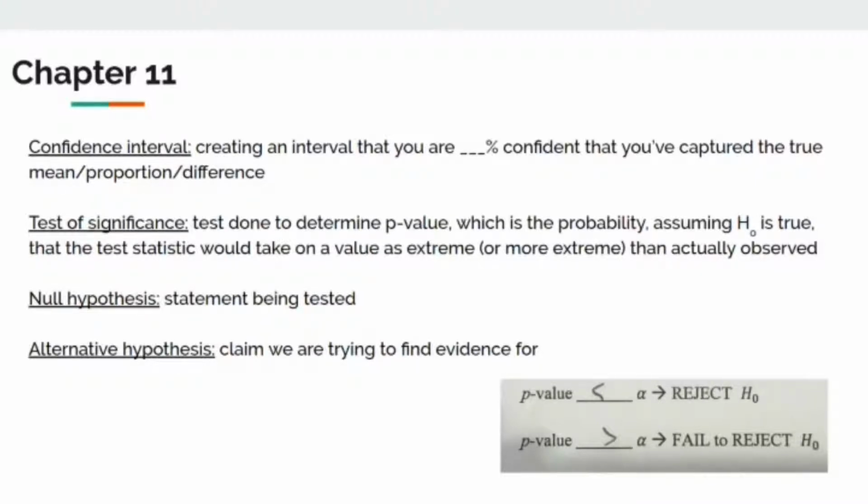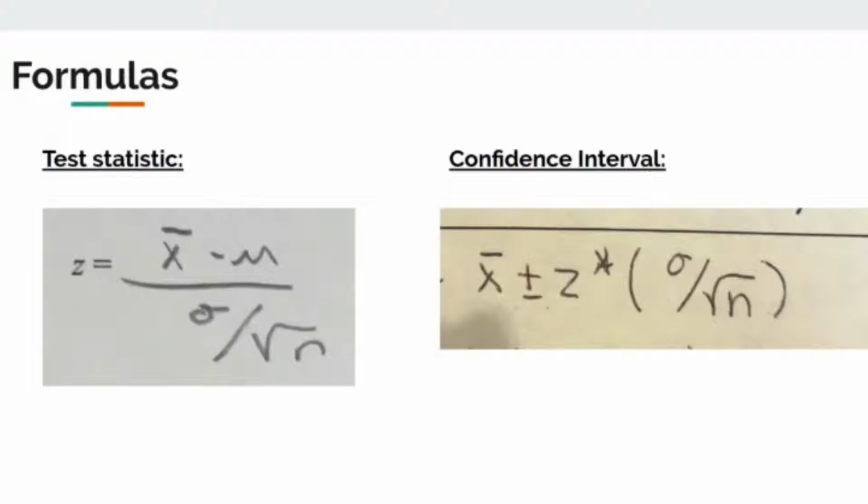So for a test of significance, there's also a 4-step process. For step 1, you state the name. Step 2, you state the conditions, which are the same as a confidence interval. And then step 3, you state your formula, z equals x bar minus mu over the standard deviation divided by the square root of n.